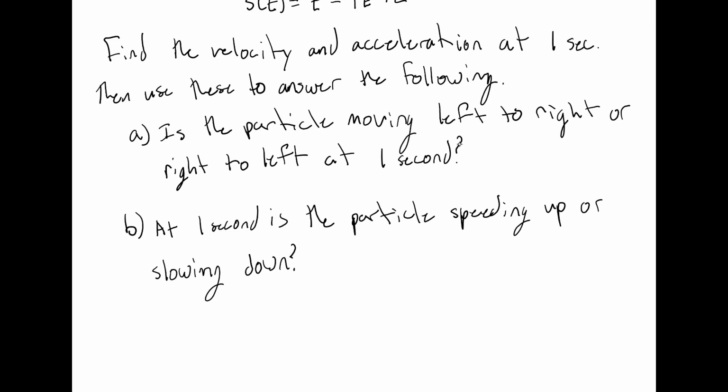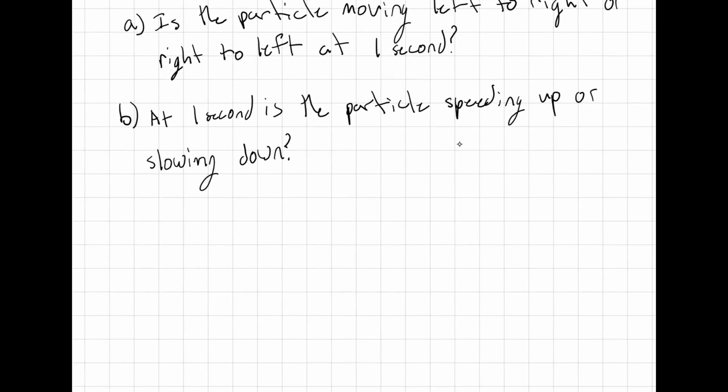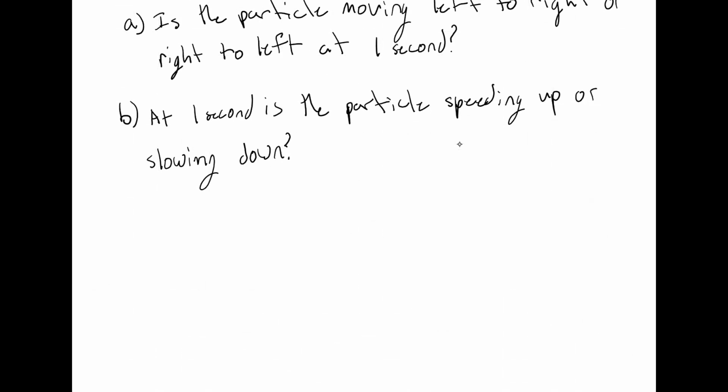So the first thing we need to do is find the velocity and acceleration at 1 second, and then use that to identify whether this particle is moving from left to right or right to left. And then we need to ask, is this slowing down or speeding up? Now, this is kind of an interesting problem. It's not an example problem that I would expect you to be able to figure out right away on your own. The first part is something you should be fairly comfortable with, but the second part is something we haven't talked about, and we'll discuss it as we go through the problem.